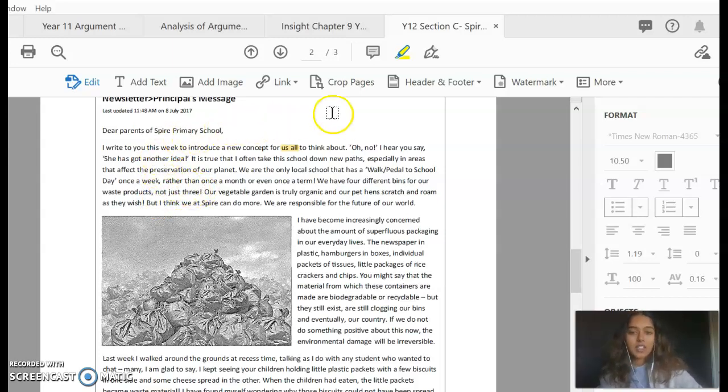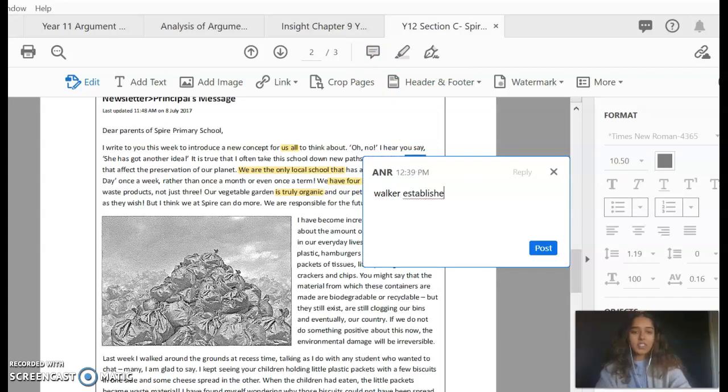So, year 12s, she has started this piece off basically establishing her credentials as this innovative principal who has gone above and beyond caring for the environment. So she says, we are the only local school that has whatever. We have 4 different bins as opposed to 3. Our vegetable garden is truly organic, maybe compared to other fake vegetable gardens in other fake schools. That's kind of what she's implying, right? Her vegetable garden is truly organic. So here, what I'm going to write is that the author establishes her credentials as an innovative and caring principal.